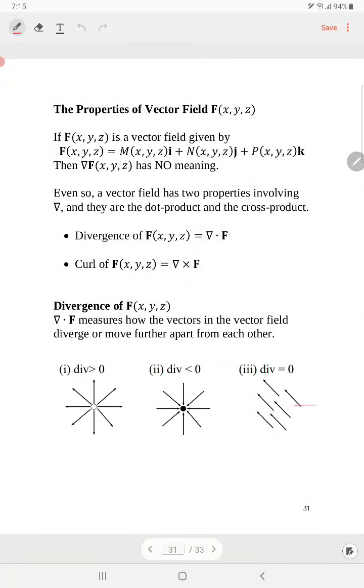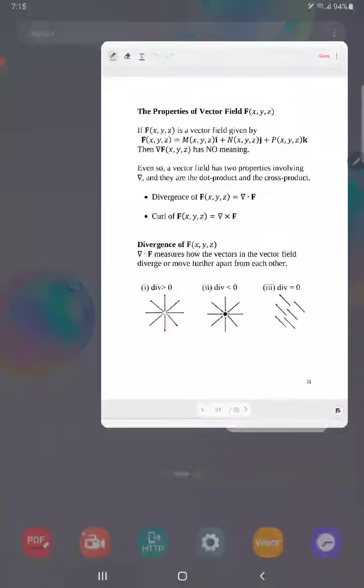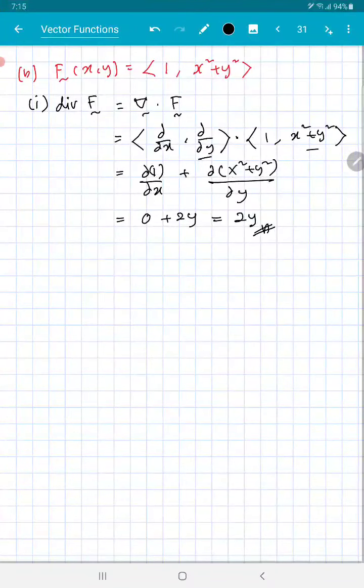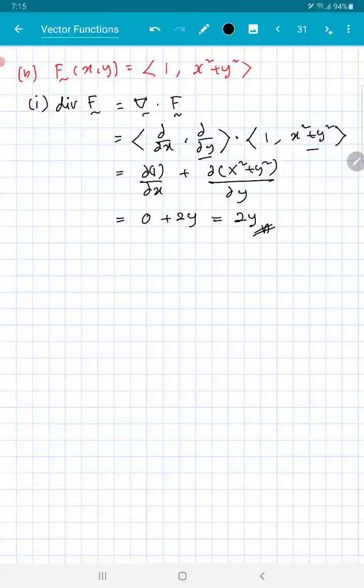But when y is 0, the divergence is 0 for this particular vector field f. Okay, next we want to find the curl of f. Curl of f is equal to del cross f. So it's going to be a determinant of a matrix.